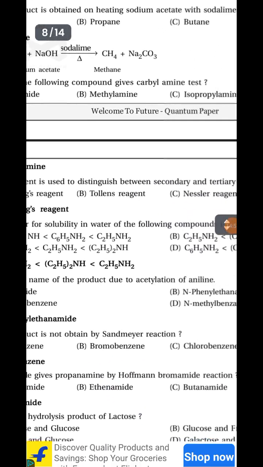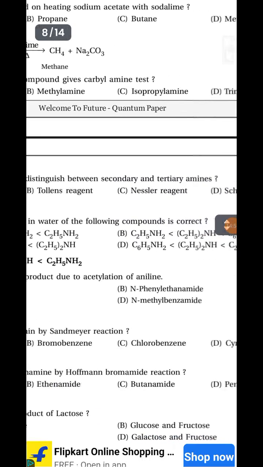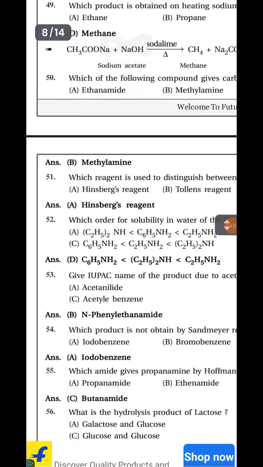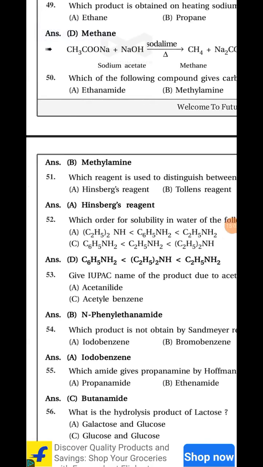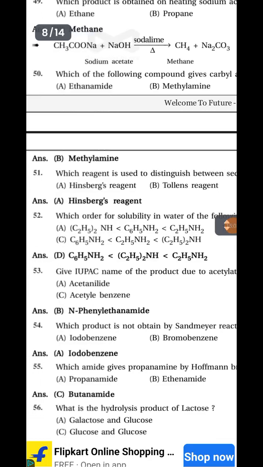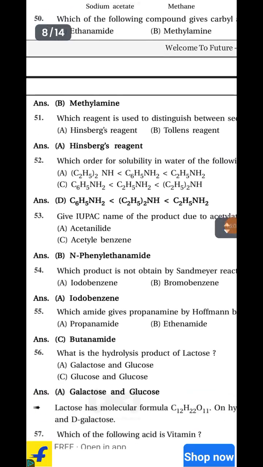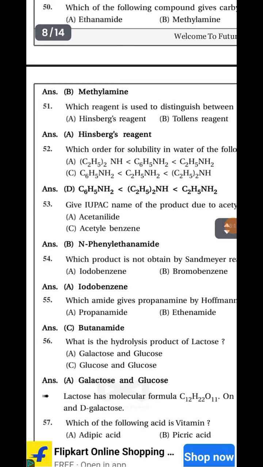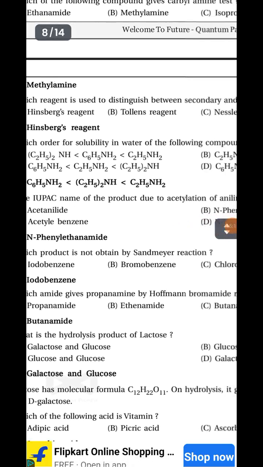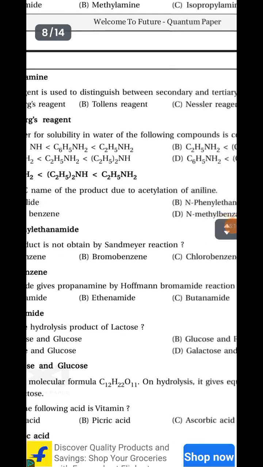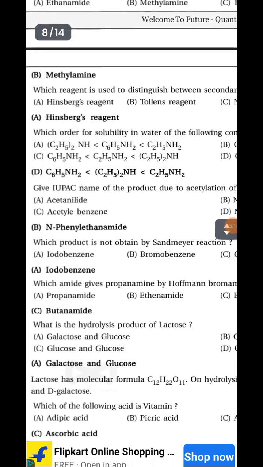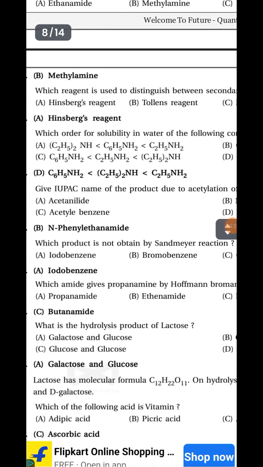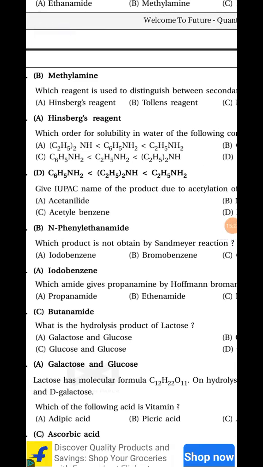Give the IUPAC name of the product due to acetylation of aniline. So here that is N-phenylethanamide. Which product is not obtained by Sandmeyer's reaction? Iodobenzene. Which amide gives propanamide by Hoffmann bromamide reaction? Here butanamide. You know that is a degradation reaction. So here you can check it out. So which amide gives the propanamide by degradation? So butanamide only can give you the propanamide.